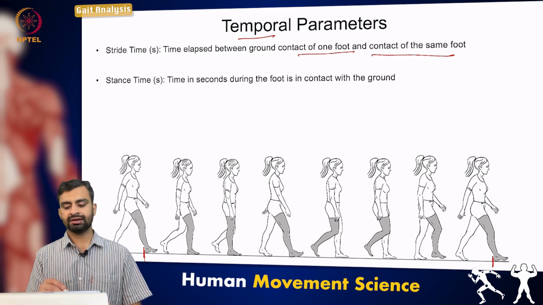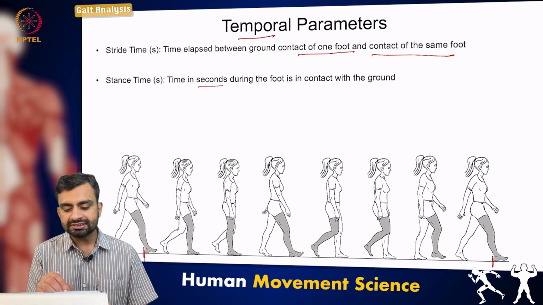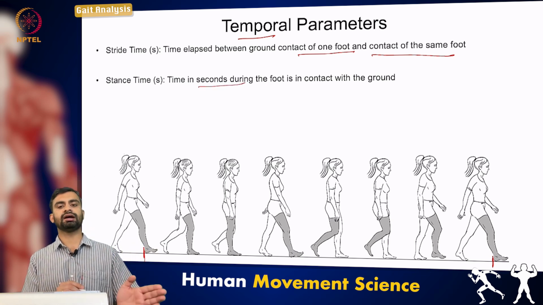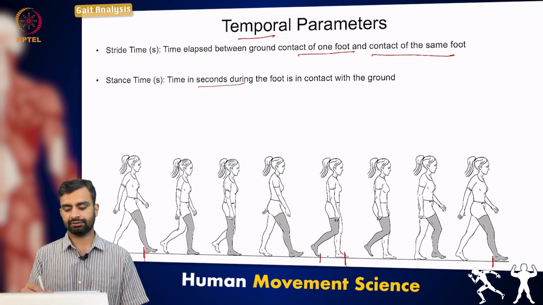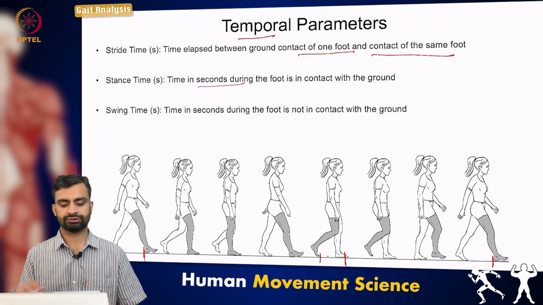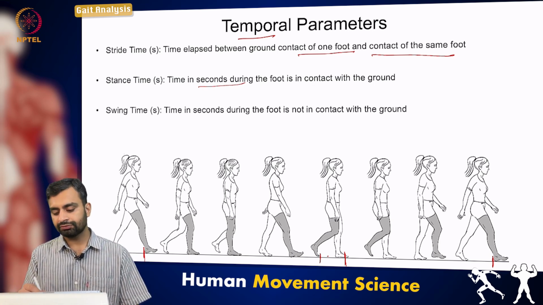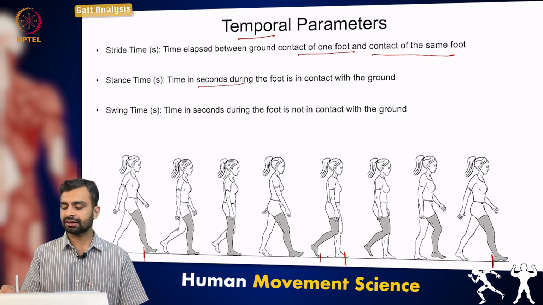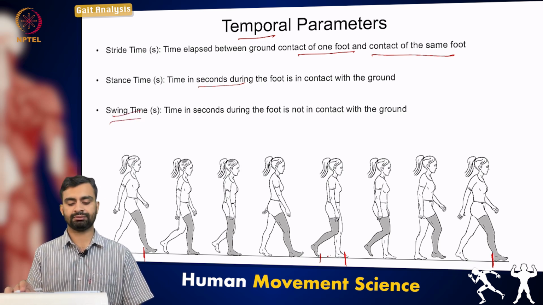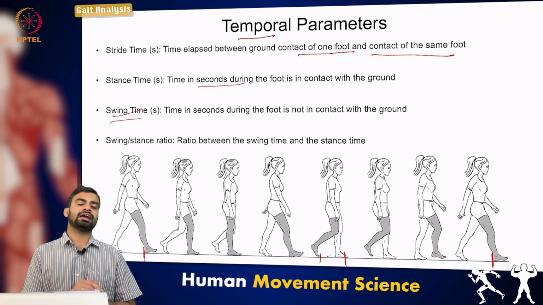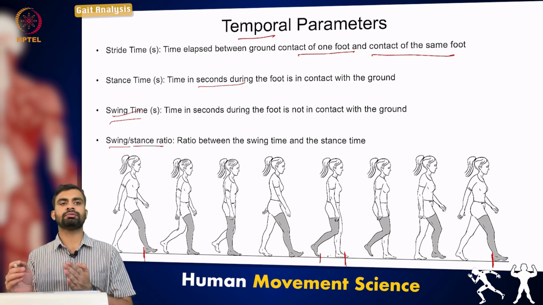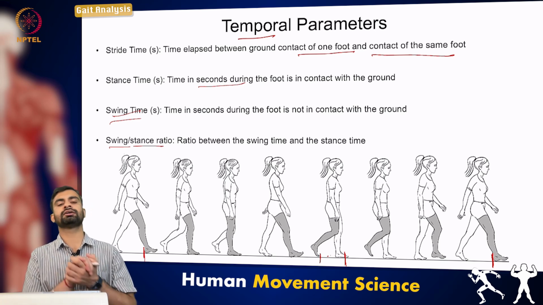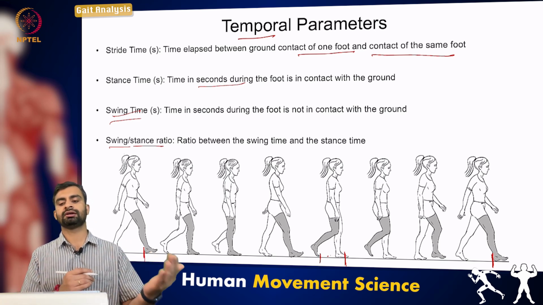Similarly, stance time is nothing but the time in seconds during which the foot is in contact with the ground. For example, from here till this point. After this, there will be toe off. Swing time starts from when the foot leaves the ground till it hits the ground again, that is your swing time. And another important aspect is your swing stance ratio. This shows the distribution of stance and swing phases of the gait in a particular individual.